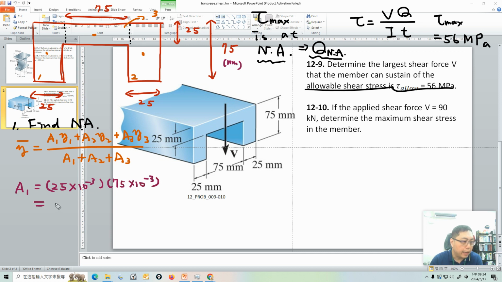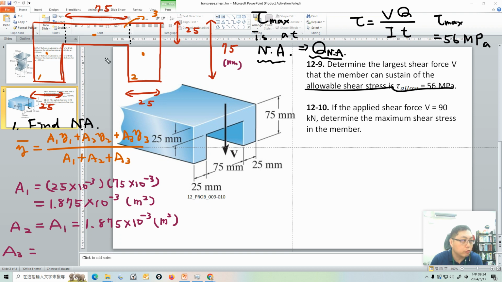And what's the value? I'll just give you the value: it's 1.875 times 10 to the power minus 3 meters squared. And what's area 2? Area 2 actually equals area 1, so we don't have to calculate it again. And what's our A3, the area for area 3? Here it is given as 75 and here is 25, so you will find it's the same.